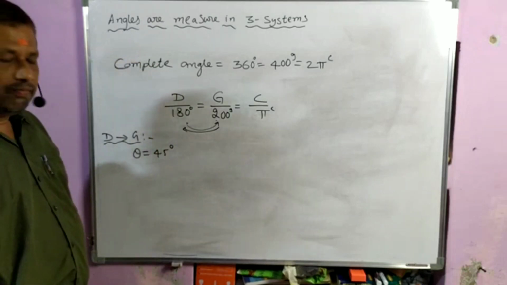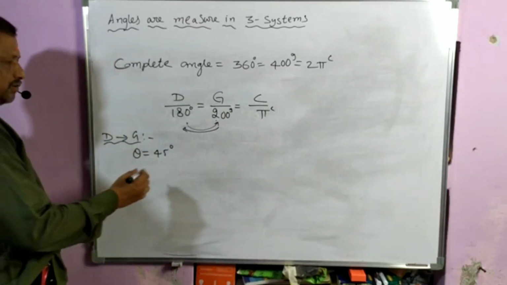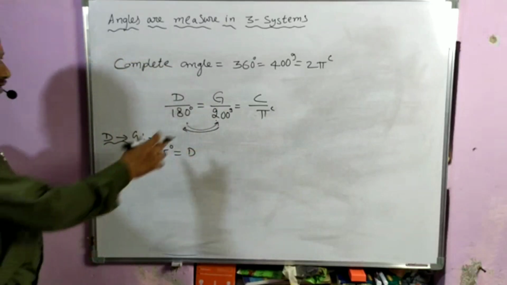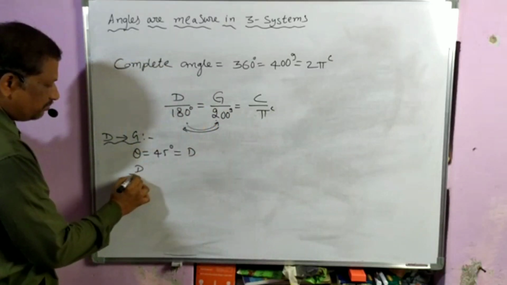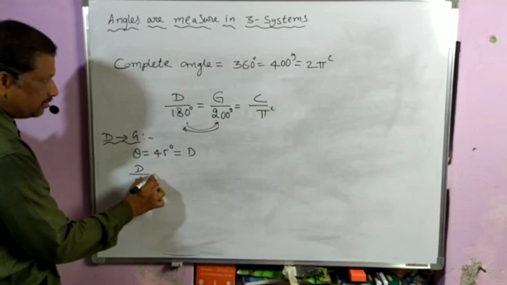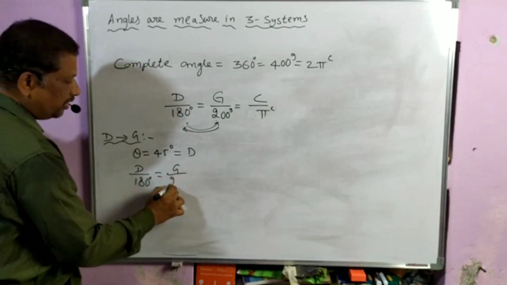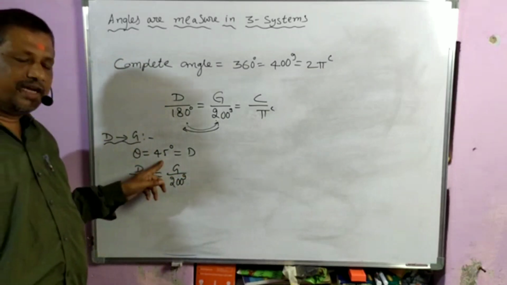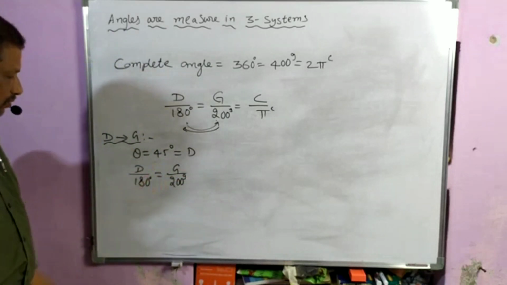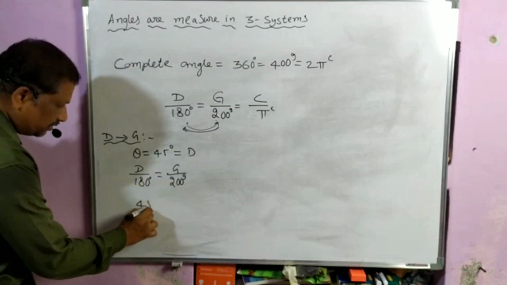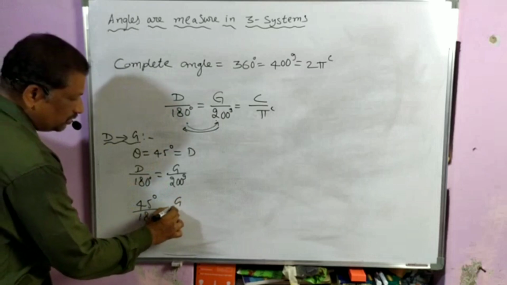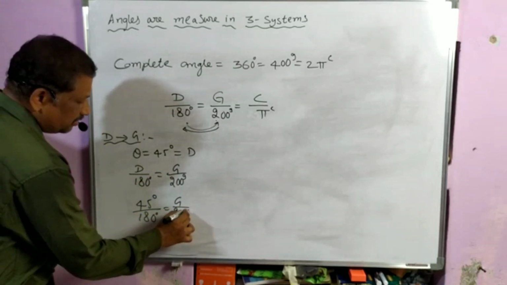Theta is equal to 45 degrees. That we have to substitute in the place of degree. We are converting degree to grade, no? So take this relation: D by 180 degrees is equal to G by 200 grades. Now, in the place of D, you have to substitute the angle given in degrees. So 45 degrees you have to substitute here: 45 by 180 degrees is equal to G by 200 grades.